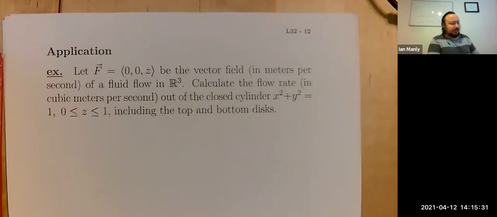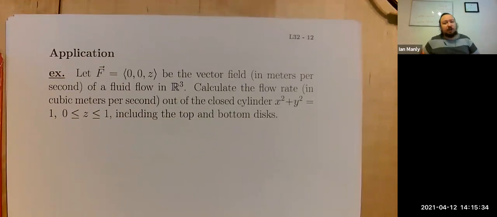And this one will also have a sneaky way of doing it if we imagine things visually here. Suppose F is the vector field 0, 0, z, and it's the vector field of a fluid flow. So that's another thing these vector fields can represent. So it's the rate of fluid flow in R3. Calculate the flow rate in cubic meters per second out of the closed cylinder, x squared plus y squared equals 1, and the height ranges from 0 to 1, including the top and bottom discs right here.